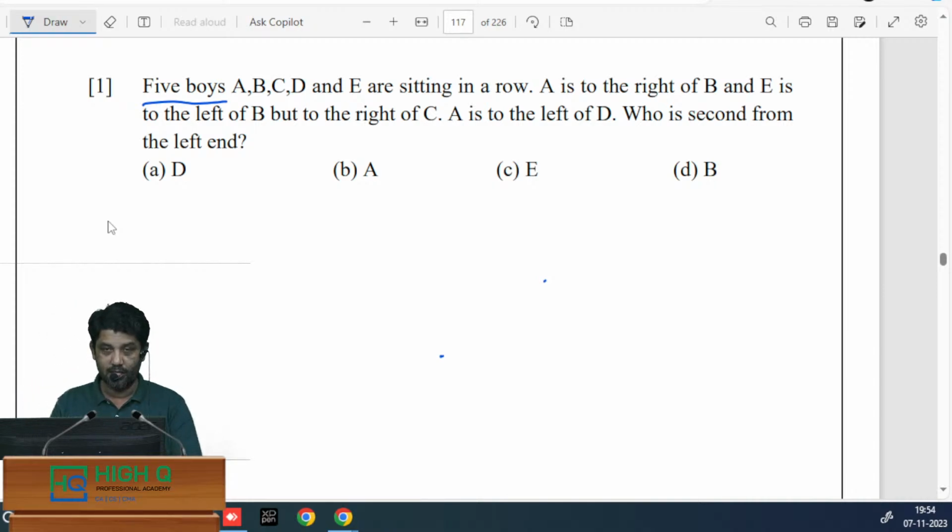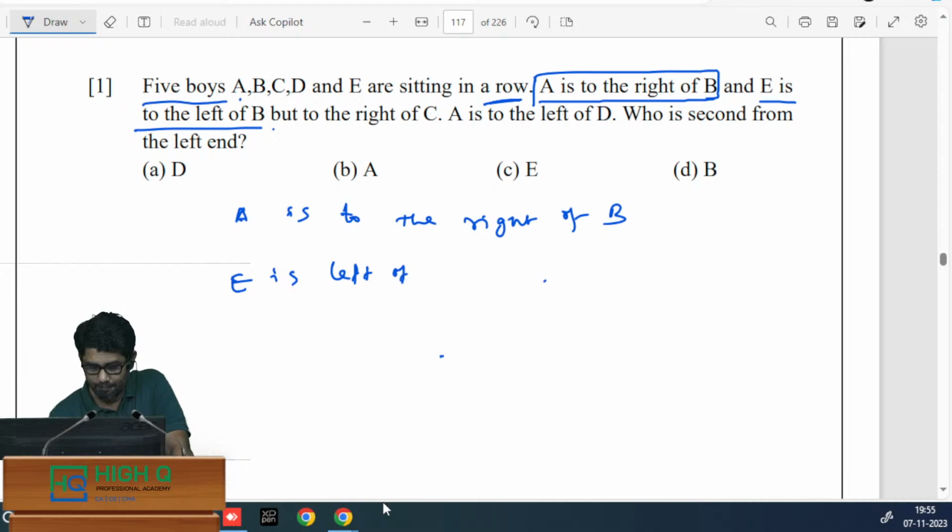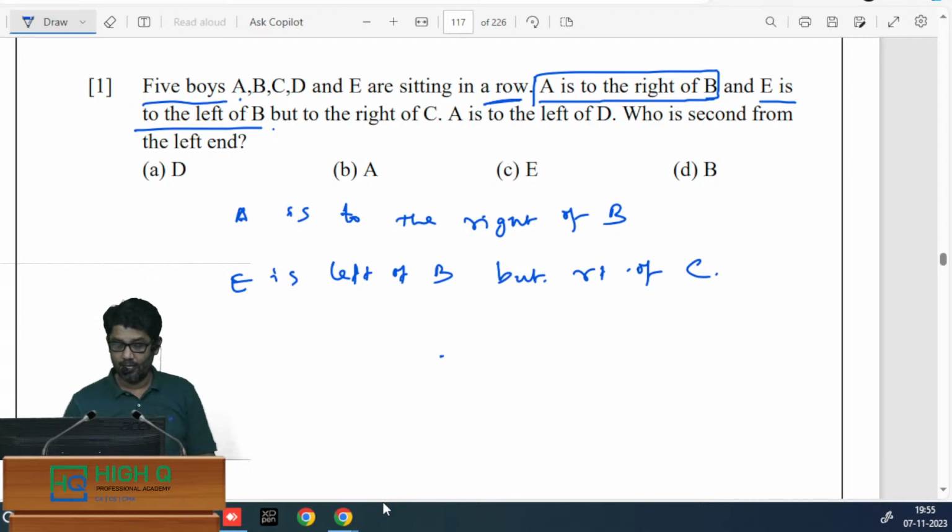Okay, so the question is 5 boys. Of course we have to attend. So how many hints are there? Let us see. 5 boys A, B, C, D and E are sitting in a row. So therefore it is a linear arrangement. Now A is to the right of B, first hint. And E is to the left of B, but to the right of C. Listen here, this is the second hint.